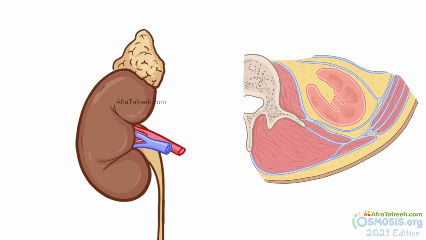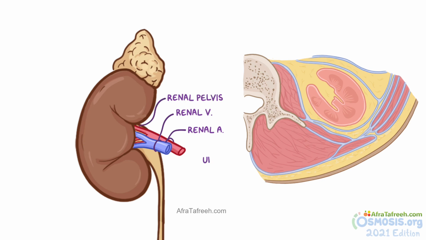At the renal hilum, the renal veins are positioned anteriorly and exit the hilum, draining filtered blood away from the kidney. Posterior to the renal veins are the renal arteries, which supply blood to the kidney. And posterior to the renal arteries is the renal pelvis, which is the superior portion of the ureters, which go on to deliver urine to the bladder.